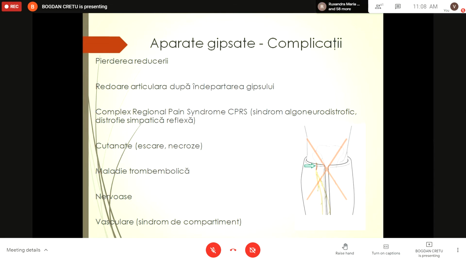As complications, we can lose the reduction of the fracture, stiffness of the joint, especially with the elbow and the knee, and the complex regional pain syndrome. Skin complications, thromboembolic disease, always taken into account. Nervous complications, as you see in the image, and vascular complications, the compartment syndrome, the most redoubtable complication that may arise from using orthopedic immobilizations.